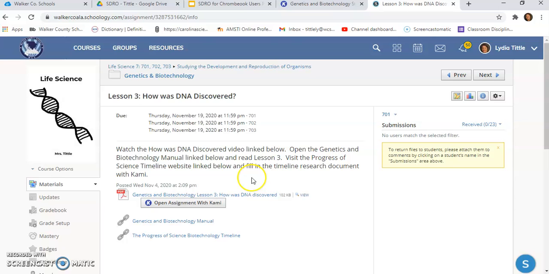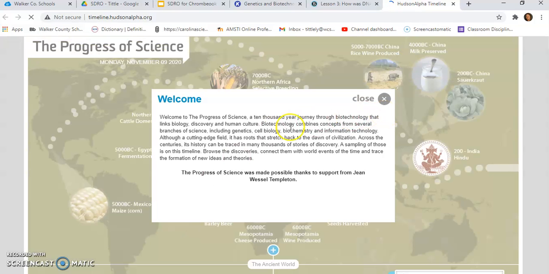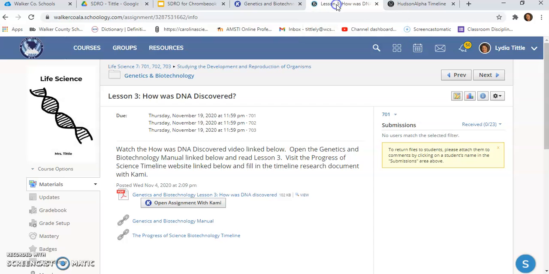And then you'll visit the Progress of Science timeline. That's linked here. So we'll click on that timeline. We'll be using this timeline. On the welcome screen, you can just click close, and I will show you how to use the timeline in just a moment. So keep a tab open with your timeline.